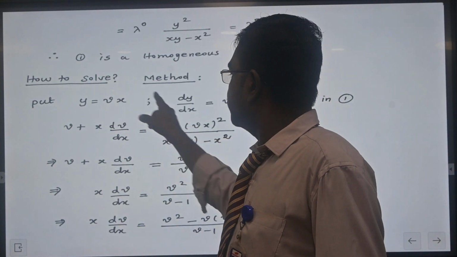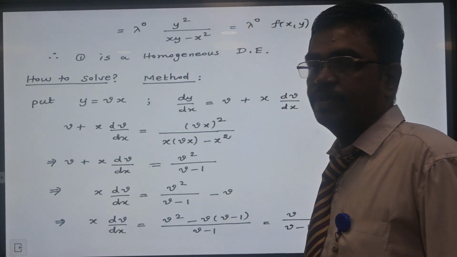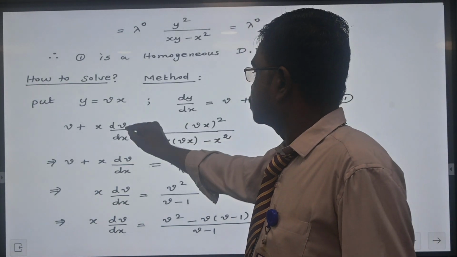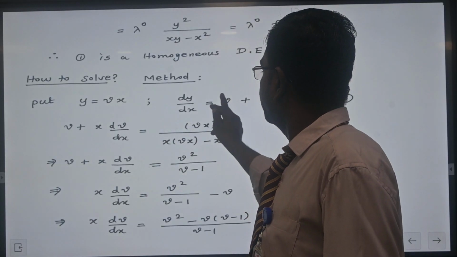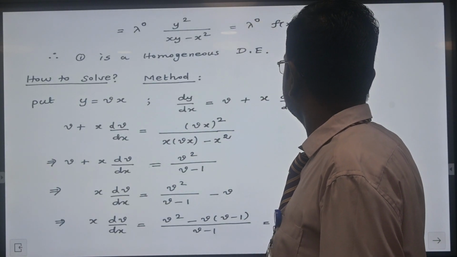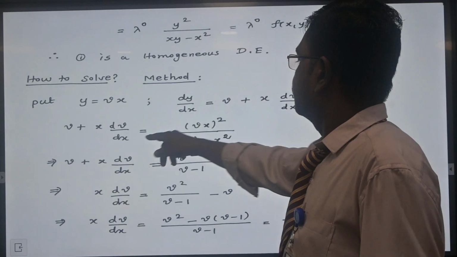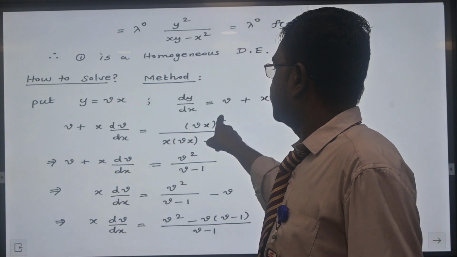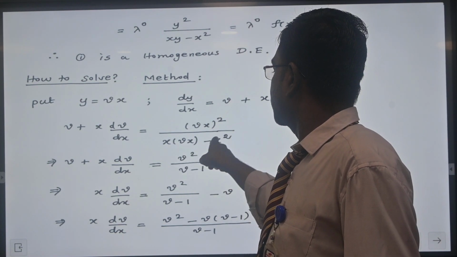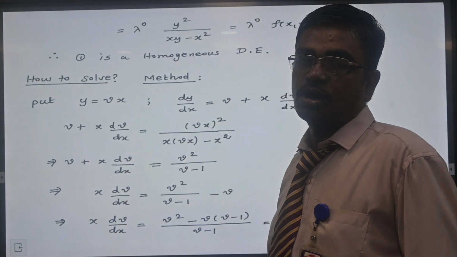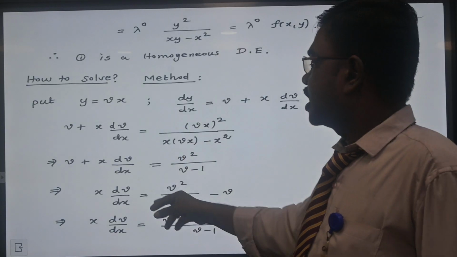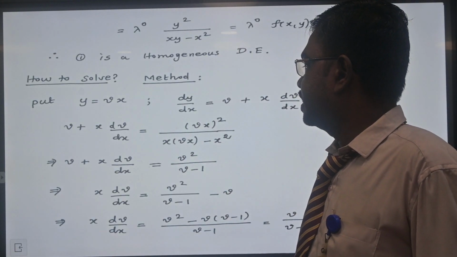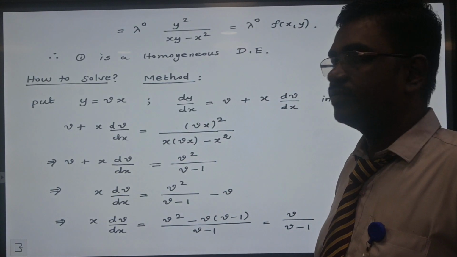We can differentiate: dy by dx is v plus x dv by dx. We substitute y equal to vx and dy by dx equal to v plus x dv by dx in the given equation. Solving, v square x square, vx square minus, taking x square common outside, will be cancelled. I will get v plus x dv by dx equal to v square by v minus 1.